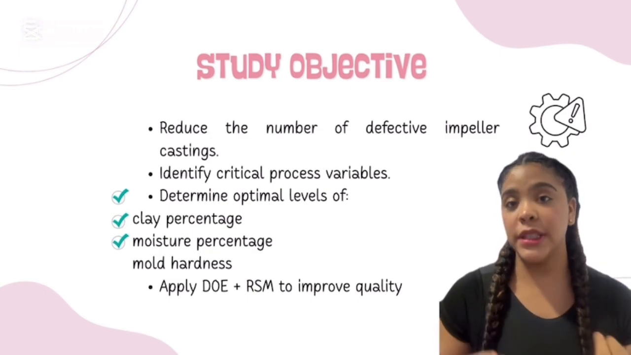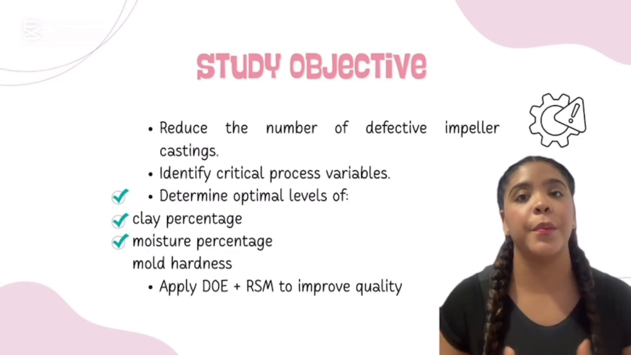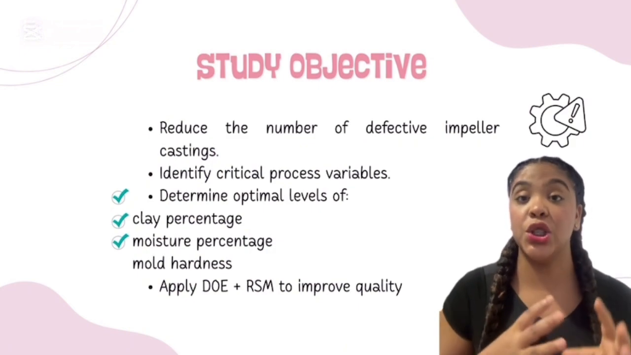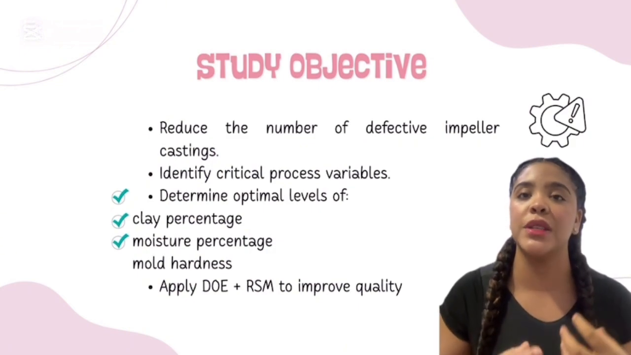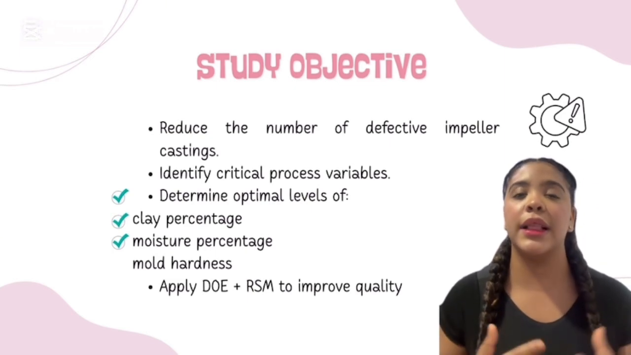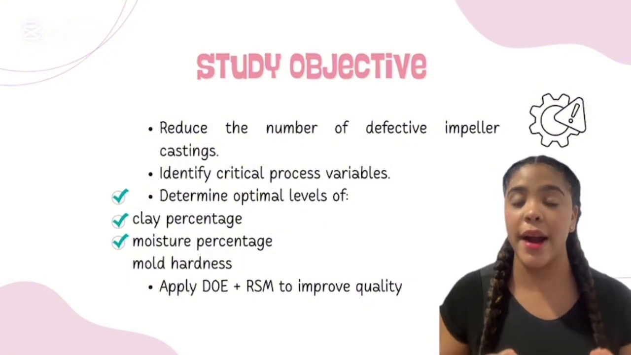Therefore, the main objective of the study is to optimize the production of impellers through the application of design of experiments (DOE) and response surface methodology (RSM), focusing on clay percentage, moisture percentage, and mold hardness.